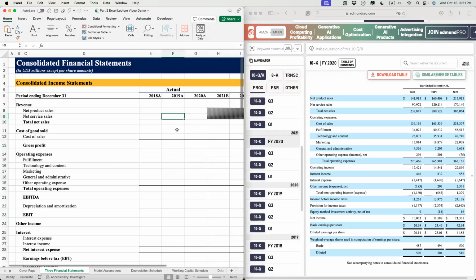Most of Amazon's income statement is pretty straightforward. We hard code all the single item values, and then we do need to solve those totals, and then we can copy the formulas for the projected years. So let's get started. We have product sales 2018, and then we have 2019, and we have 2020, and we input the net service sales.